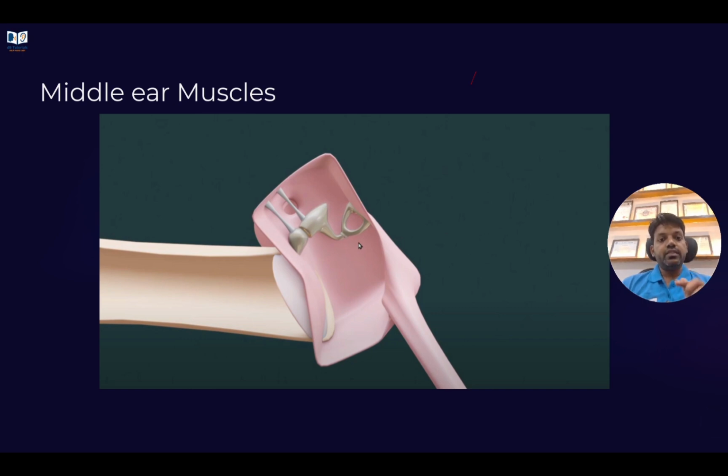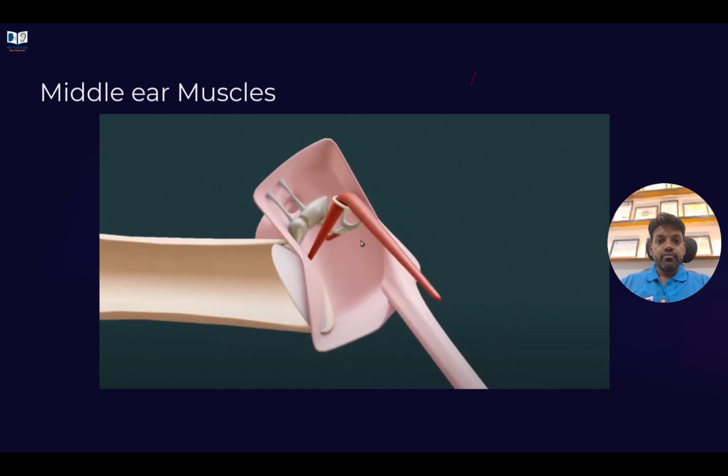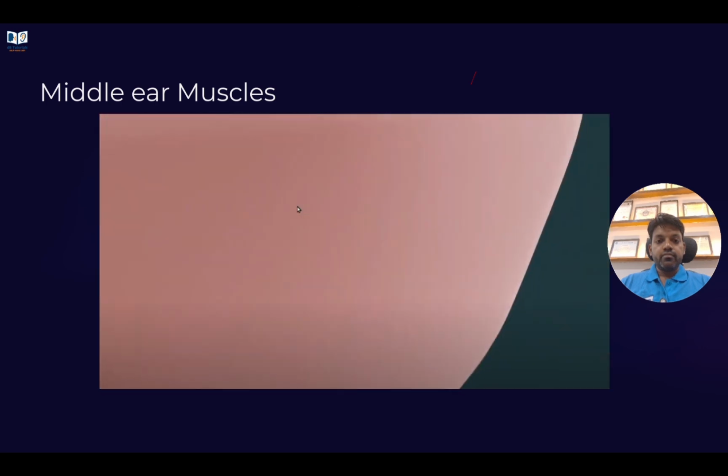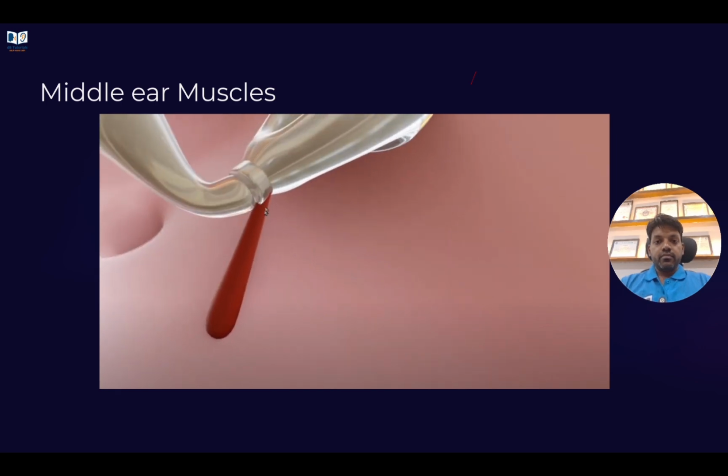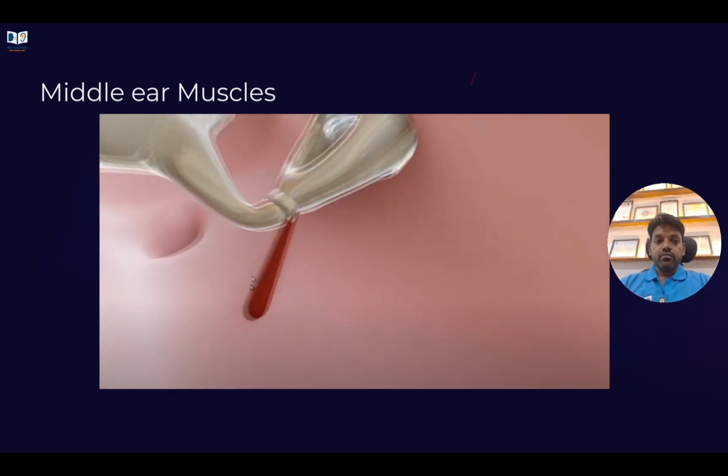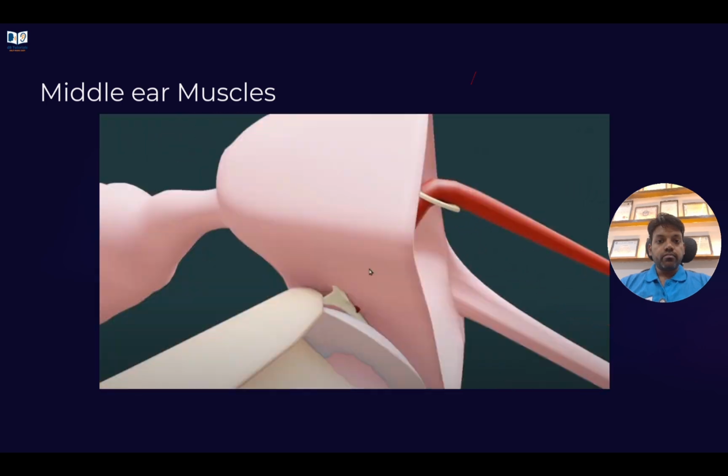Mainly there are two muscles. One is the stapedius muscle, and the other is the tensor tympani muscle. These muscles are responsible for saving the inner ear from very loud sounds. How that works, we will see in the physiology part. Right now we will see where those muscles are and from which pharyngeal arches they develop. For example, the stapes is connected to the posterior wall of the tympanic cavity through this muscle called stapedius, and here is the tensor tympani.